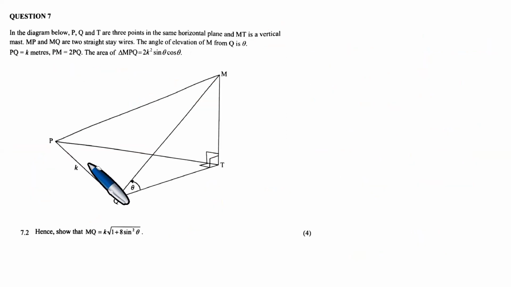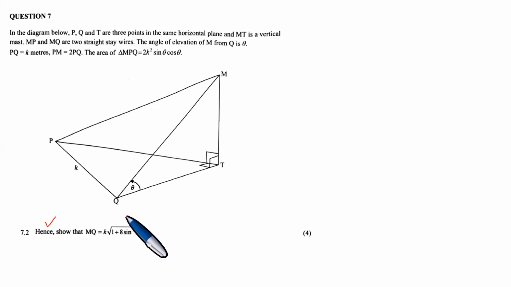Next question. Right, in the same question, they continued, from the province of Gauteng. They asked the students to say hence. What does hence mean? Hence means using some information from above. Show that MQ is this. The examiner now is interested in MQ.